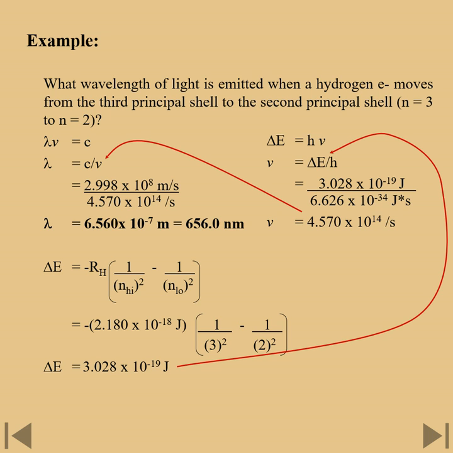Let's ask, does our answer make sense? Well, this is matching a visible light wavelength, so I'm going to go with yes, this does make sense. And again, if I had a negative value, I've made a mistake somewhere, probably back with the Bohr equation.